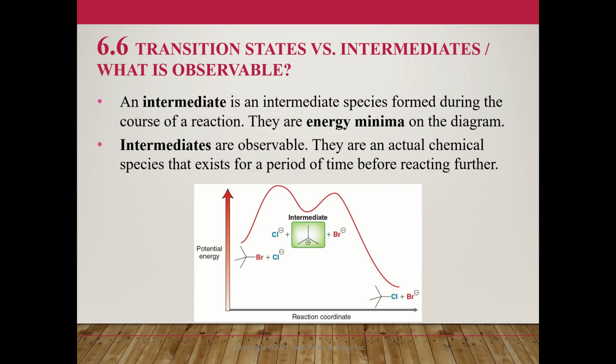In this case, you have your bromine that's bonded to your alkane. It breaks off, forms an ion, and you're left with a carbocation intermediate, and then that intermediate can then react with the chlorine anion to form your alkyl chloride, and leaving bromine as an ion.